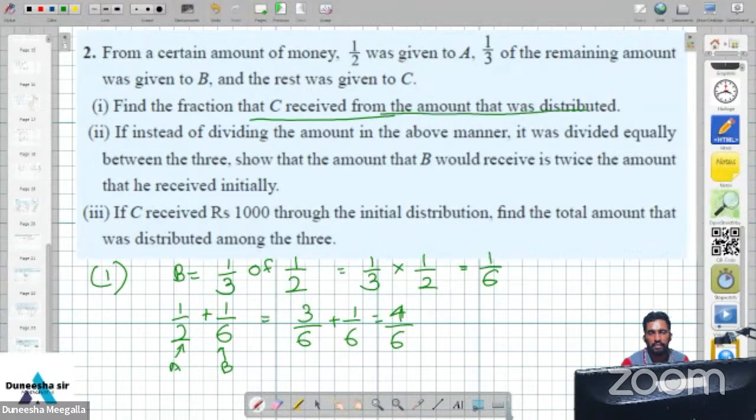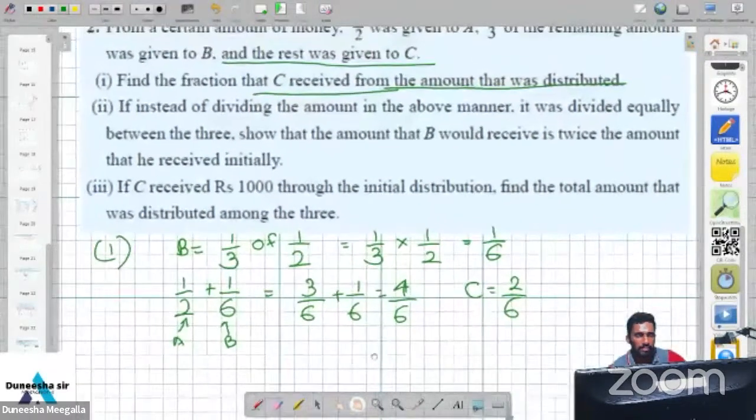Okay. Then the rest was given to C. How much does C get? 2/6. Right?